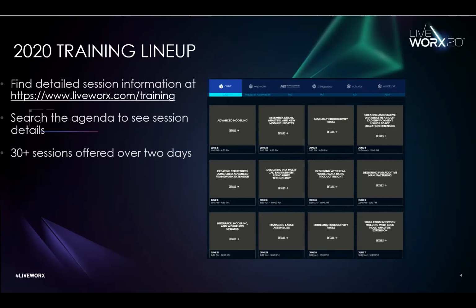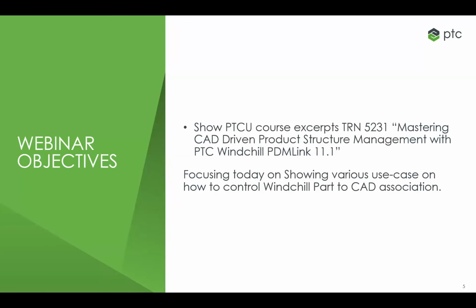But right now, let's jump into the topic of today. So the idea was really to show an extract of an existing course, which is called Mastering CAD-Driven Project Structure with PTCU Windchill. It was built on 11.1, but everything that is there is still valid for 11.2. And today we're really focusing on the various use cases and seeing how we can control the Windchill part to CAD association.